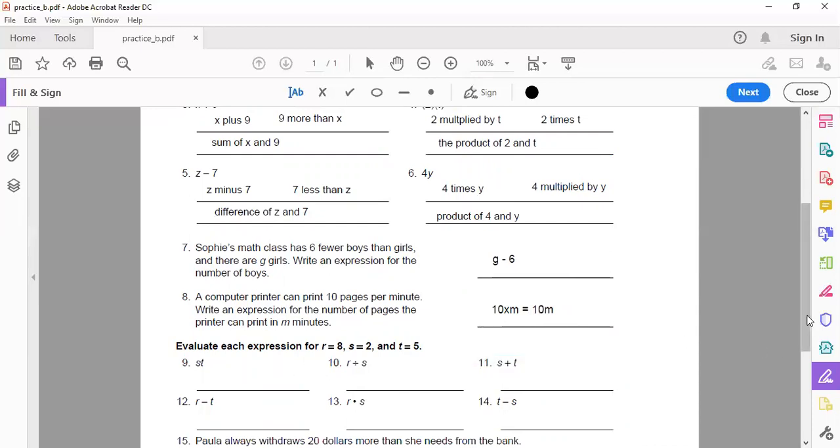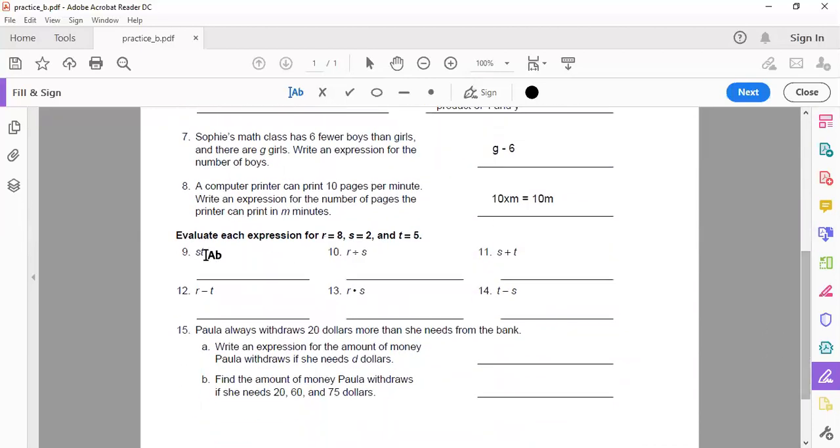All right, now let's move to evaluating expressions. Okay, now again, they have given the values: r is 8, s is 2, and t is 5. So they gave us st. What does st mean? St means s multiplied by t. So s multiplied by t means, what's the value of s? It's 2. Then you're going to multiply that with the value of t, which is 5. 2 multiplied by 5 is going to give you 10.